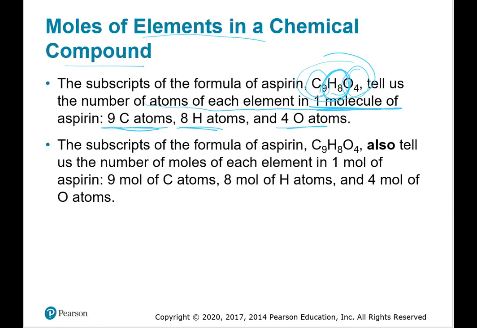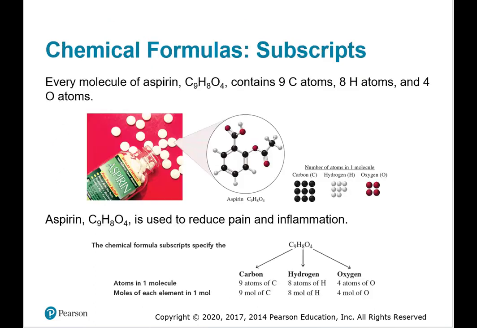The subscripts of the formula of aspirin also tell us the number of moles of each element in 1 mole of aspirin. So 1 mole of aspirin contains 9 moles of carbon atoms, 8 moles of hydrogen atoms, and 4 moles of oxygen atoms. And knowing this, we can write some ratios. If I look down here, the chemical formula subscripts show us that there are 9 atoms of carbon in 1 molecule of aspirin, and 8 atoms of hydrogen and 4 atoms of oxygen.